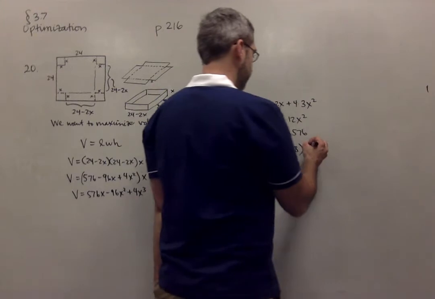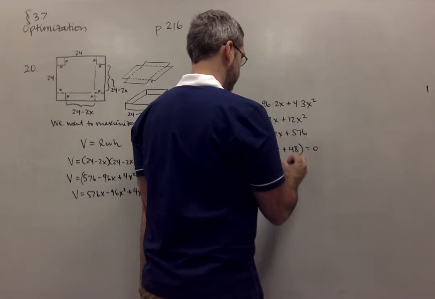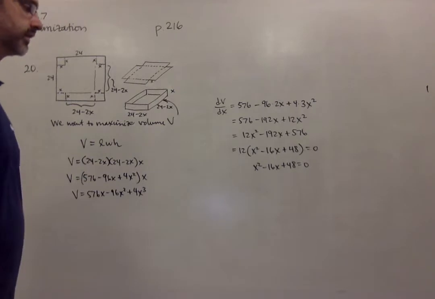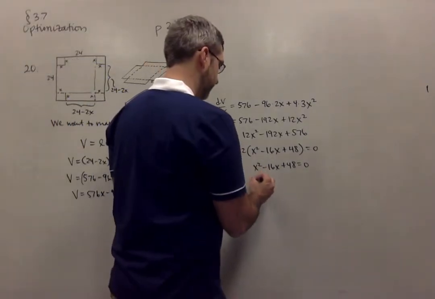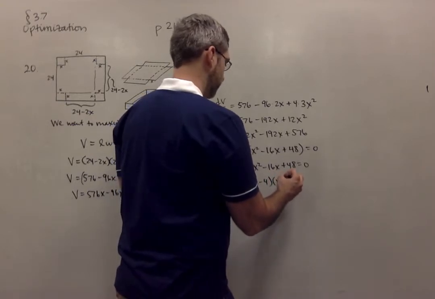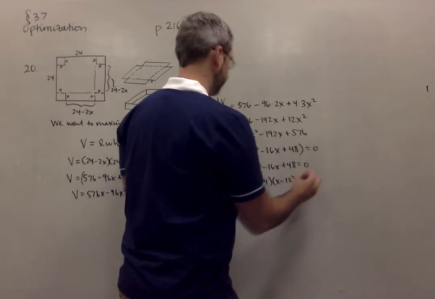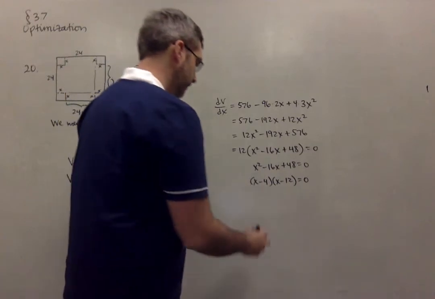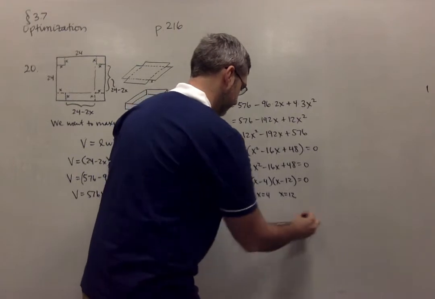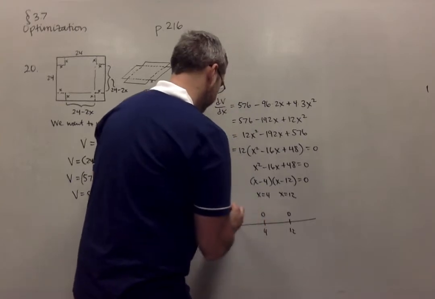Okay, so I want to know where this derivative is equal to 0, so I'm setting this first part equal to 0. And if I factor that, it turns out to factor as x minus 4 times x minus 12. Okay. So x equals 4 and x equals 12. So that's where the derivative is 0.